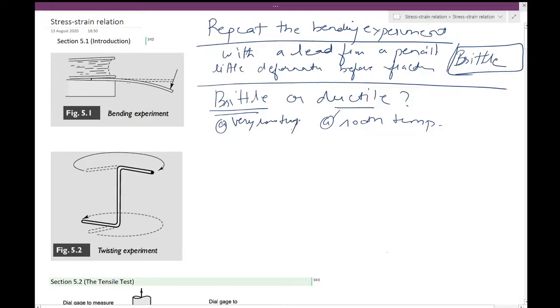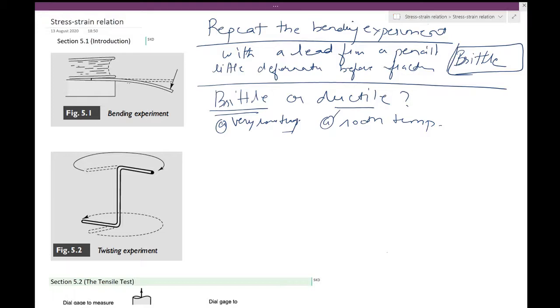Meaning, at very low temperatures, if you conduct this test, very low in the sense, for some of the steels it is like minus 60, minus 80, minus 100 degrees Celsius. You conduct those experiments in those low sub-zero temperatures, it will not show a ductile behavior. It will be like a brittle material. So it will fracture only after a little deformation.